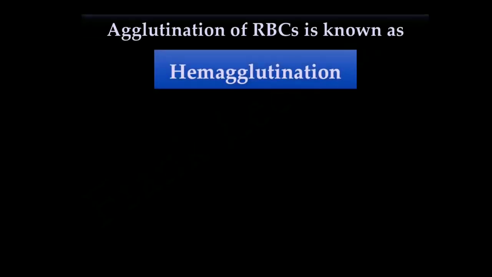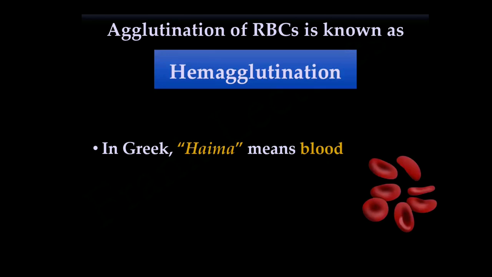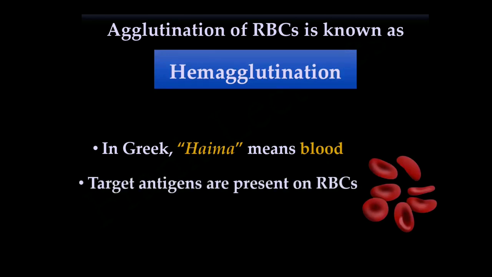Agglutination of red blood cells is known as hemagglutination. In Greek, hema means blood. So, hemagglutination is the clumping of red blood cells. The target antigens in this case are present on red blood cells. When specific antibodies to these antigens are added, the antigen-antibody reaction results in agglutination, which is visible as red granules.